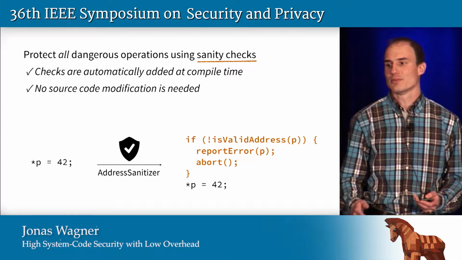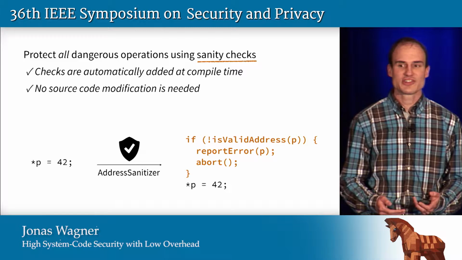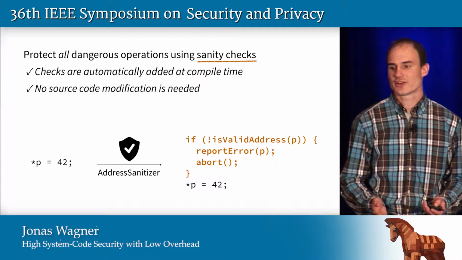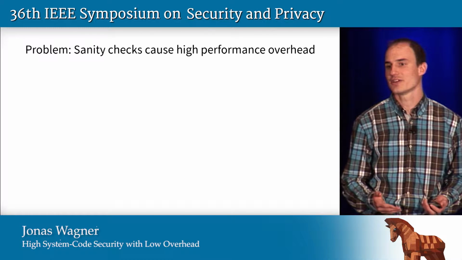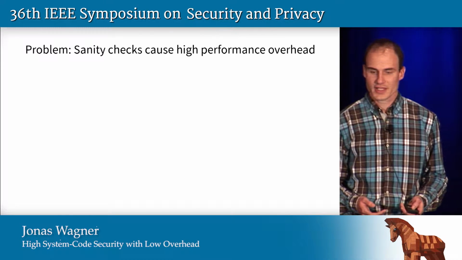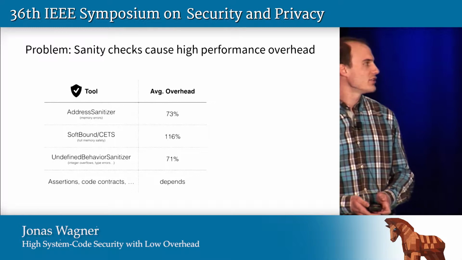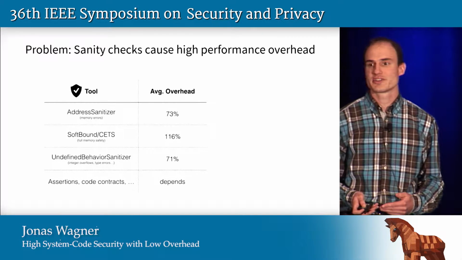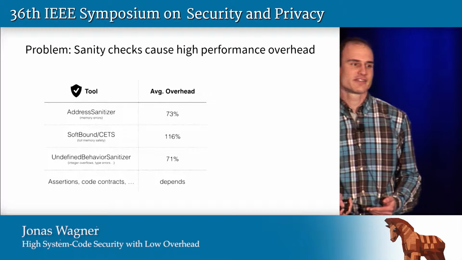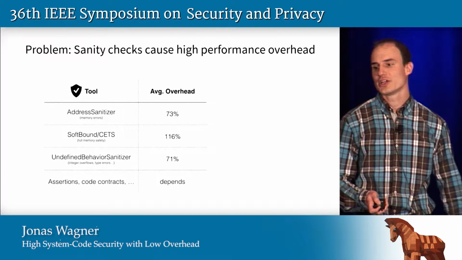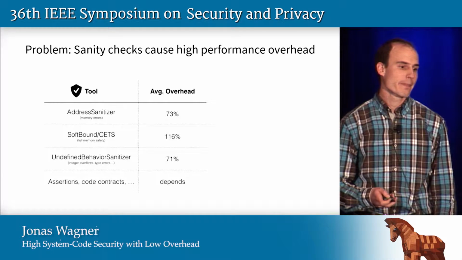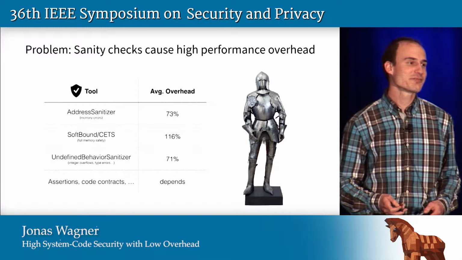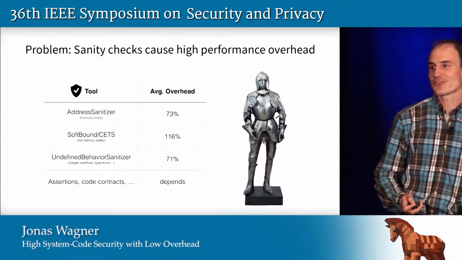There's just one issue with sanity checks, which is that our system code is very performance sensitive. So people usually are not willing to pay a high overhead for these checks. The table here shows a number of popular tools to generate sanity checks together with their overhead. And you can see that they all add 70% or more to the runtime of your software. So sanity checks are a bit like plate armor. It provides really strong protection, but it's also heavy.